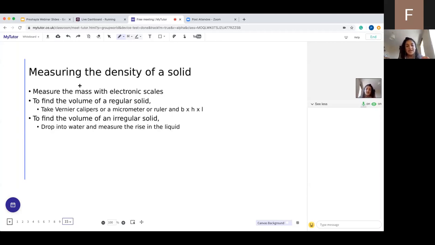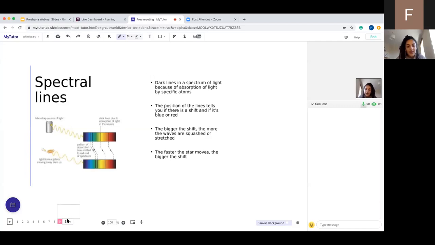So this is known as a displacement can or a eureka can, or you can just say some sort of container of water. That's absolutely fine as well. Okay, so dropping it into a body of water and measuring the rise in the liquid will allow us to find the volume. Then we can just do mass divided by volume and work out our density.